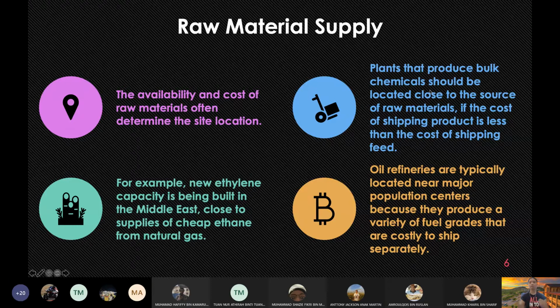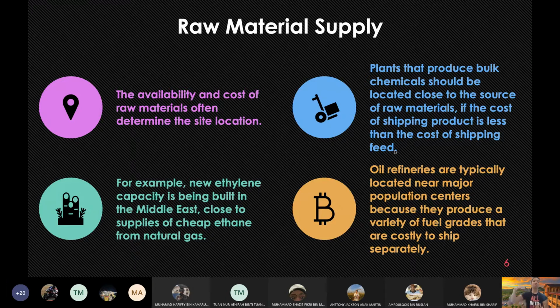Plants that produce bulk chemicals should be located close to the source of raw material if the cost of shipping product is less than the cost of shipping feed. Okay, so you have to consider two factors. Of course you may have to consider the location of raw material, but as I told you before, you also have to consider the location of your customer, right? So you have to consider the cost of your raw material, the selling cost of your product, and the shipping cost for both.